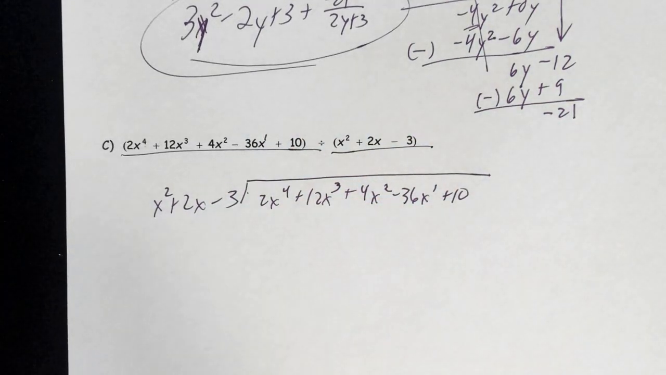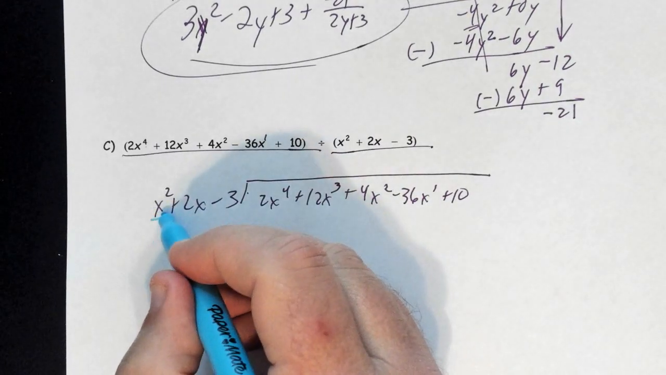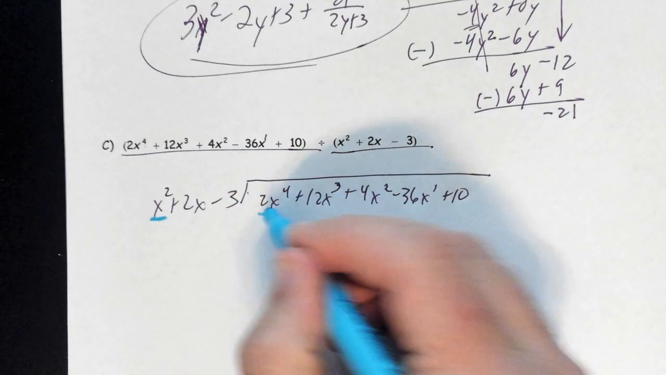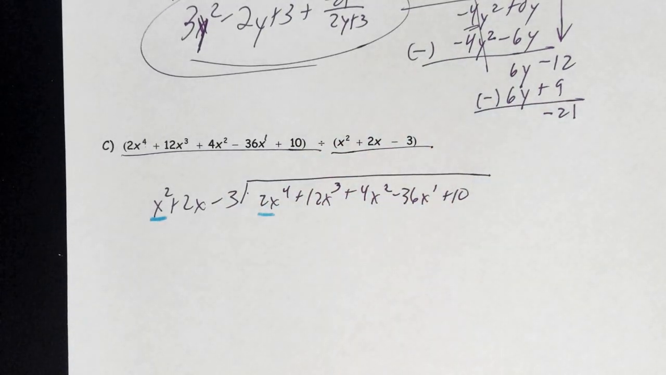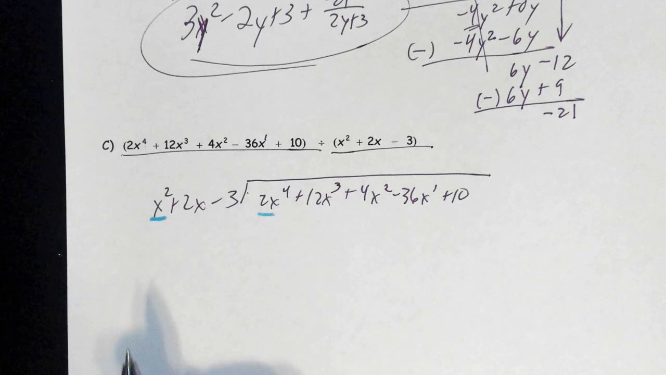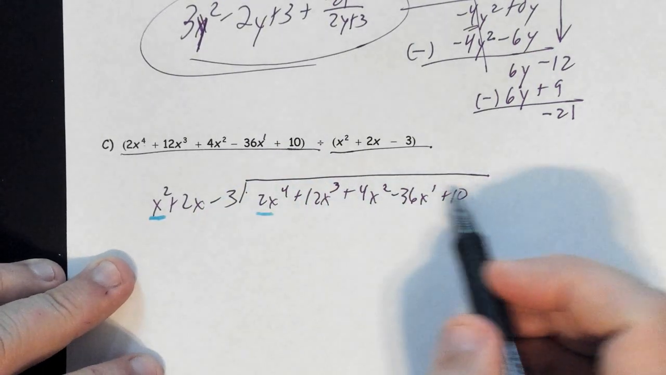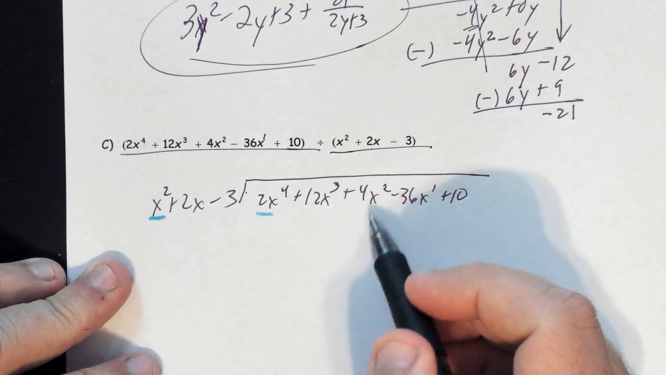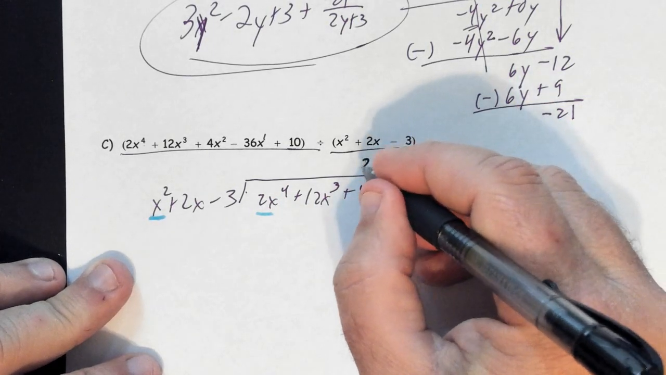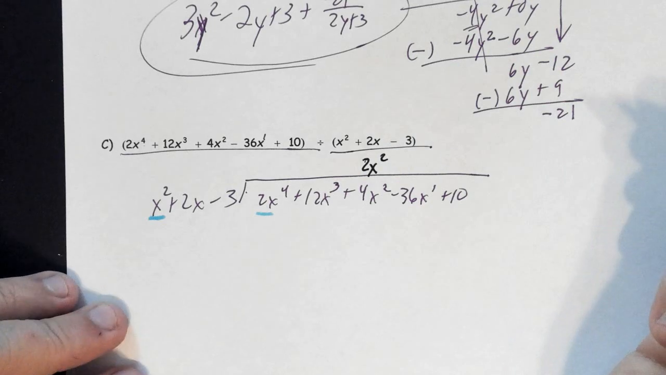And we're going to take the same philosophy we did last time. What do we need to multiply to x squared to get me 2x to the 4th? Well, I need x squared for sure, and I need a 2x squared. So where do I put the 2x squared? Always line it above the other x squared. So we're going to put the 2x squared there.